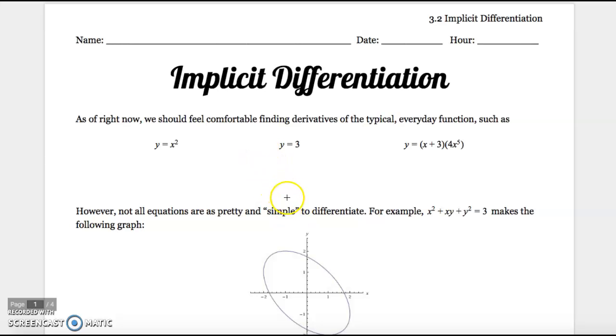All right, in this video, we're going to go through implicit differentiation, which sounds like a very complicated term, but it's actually not. It has to do with regular differentiation, or taking your derivatives. As of right now, we should feel pretty comfortable finding the derivatives of your typical everyday functions, such as x squared, 3, and then this one, which will simplify a little bit to find the derivative.